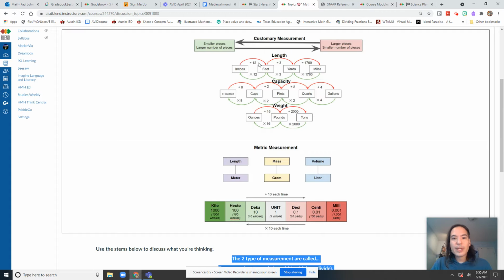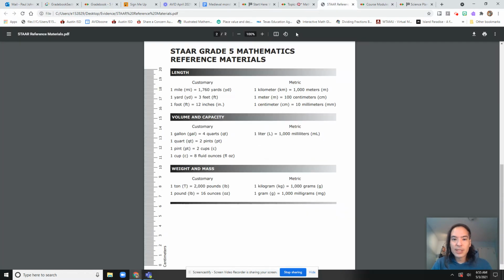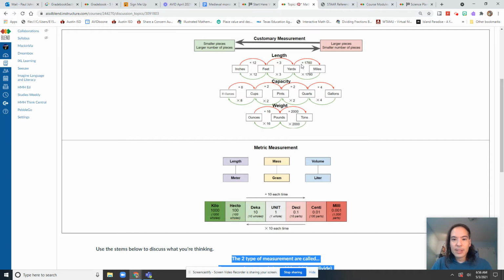So you could draw these arrows and write divide by 3, divide by 12, divide by 3, divide by 1,760. If you were doing it over here, you could say 12 inches, to figure out how many inches are in a foot, 12 divided by 12 equals 1 foot. 3 feet divided by 3 equals 1 yard. 1,760 yards divided by 1,760 equals 1 mile. So you can still see the same kind of movement if you want to write the arrows on your chart.